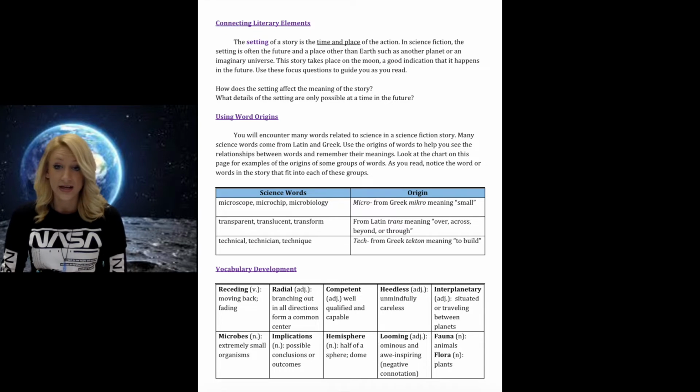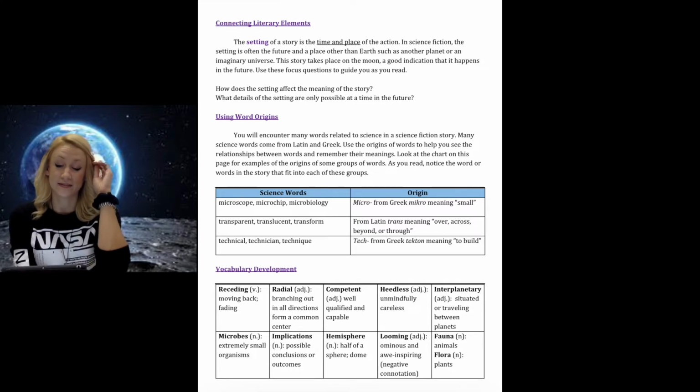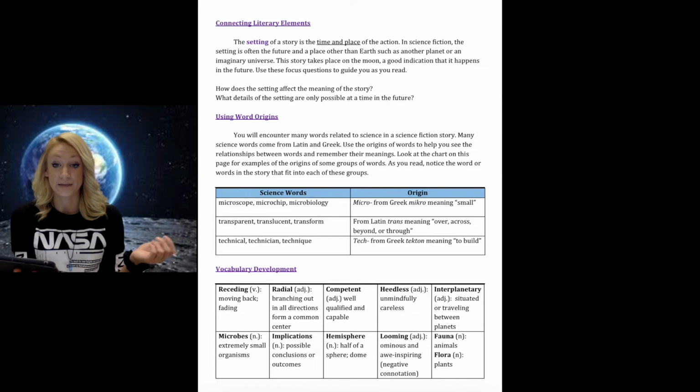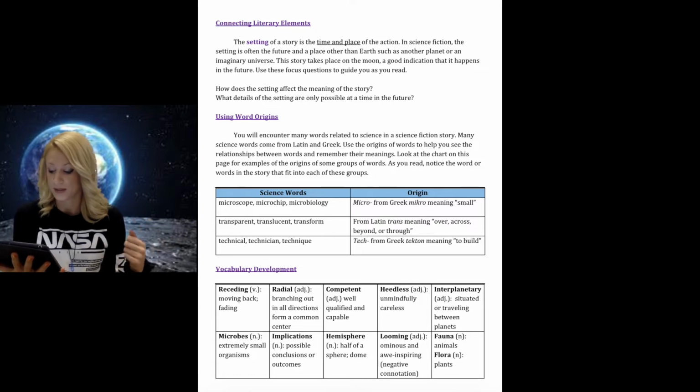All right, vocabulary development. So here are our vocabulary words for our science fiction short story. And you know these because you did an activity with this for your web quest on the science fiction genre. So we have receding. If something is receding, it is moving back and fading. We have radial, which is branching out in all directions. We have well qualified and capable, for competent. Heedless is unmindfully careless. Microbes are going to be extremely small organisms. Implications are possible conclusions or outcomes.